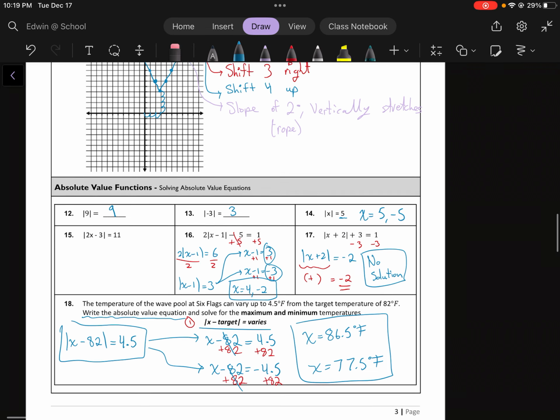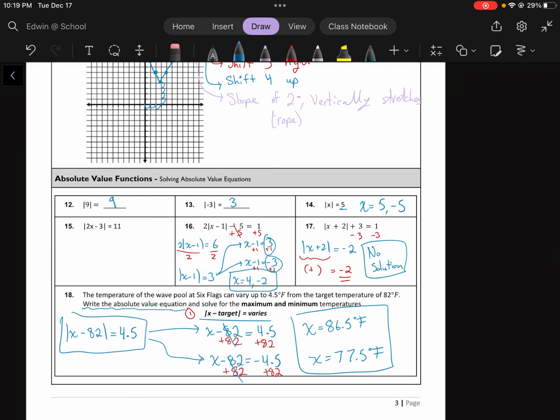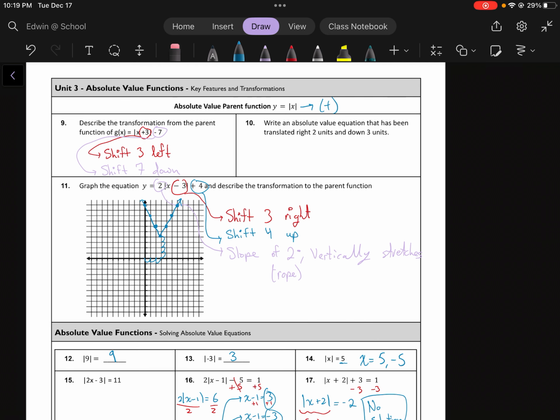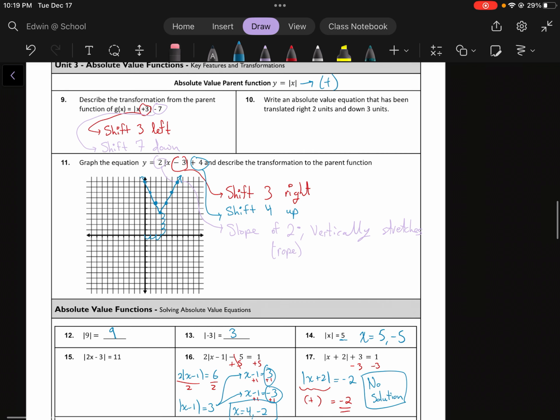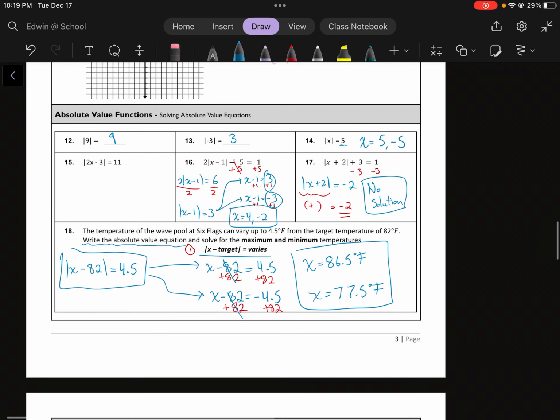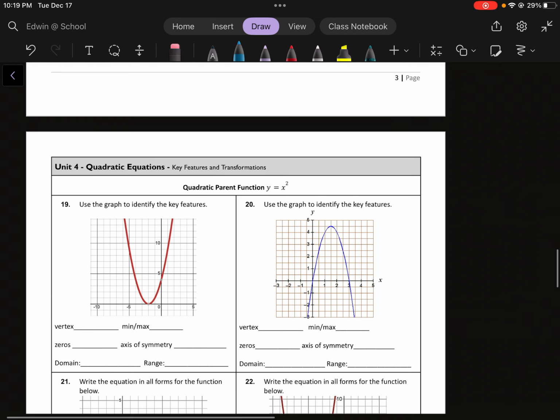So the majority of these questions you could just graph, especially if you're given an expression, or if you're given this equation for number 11, or if you're given also the equation like a number 9. It's just a matter of graphing it if you have a calculator, which you will have.